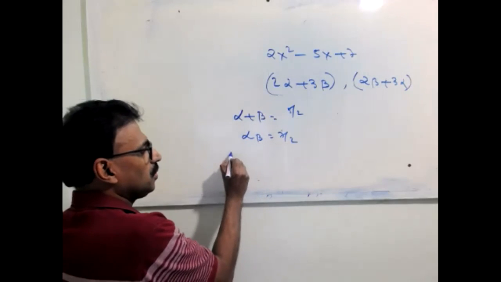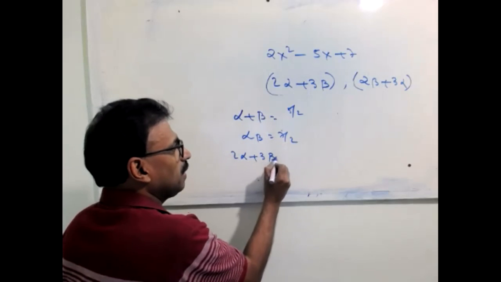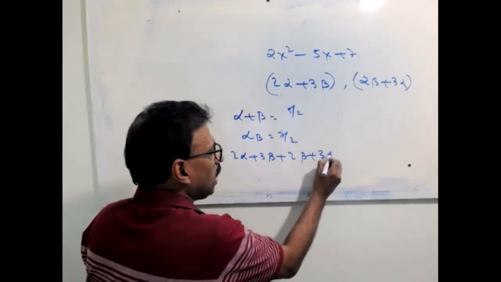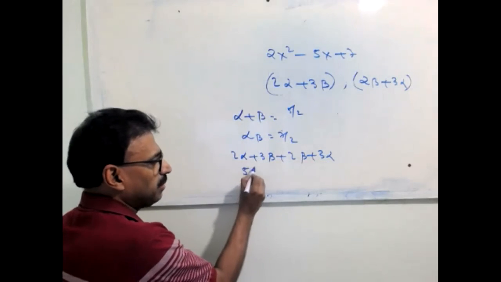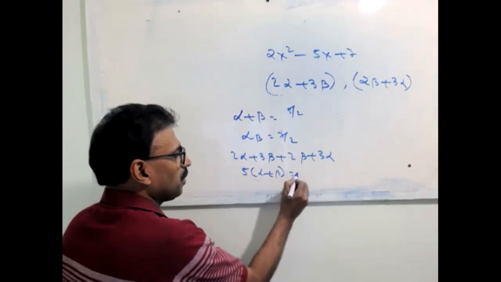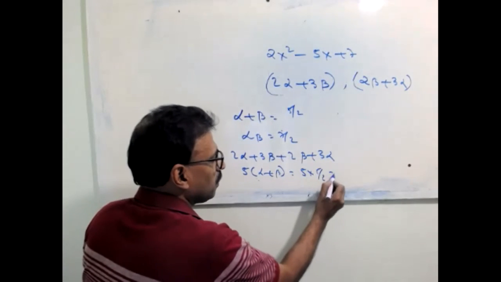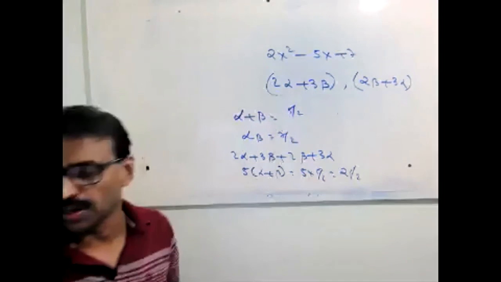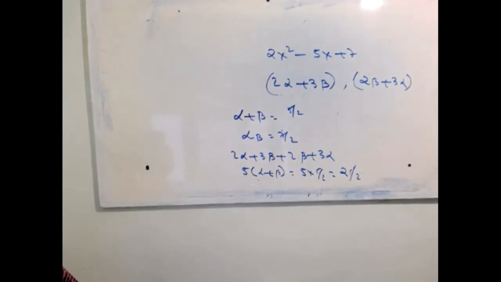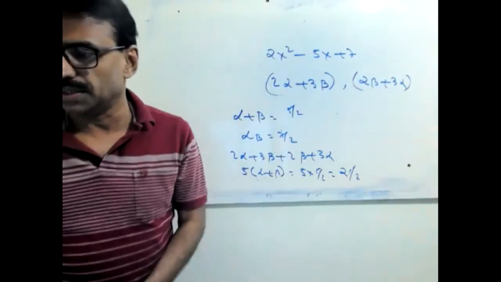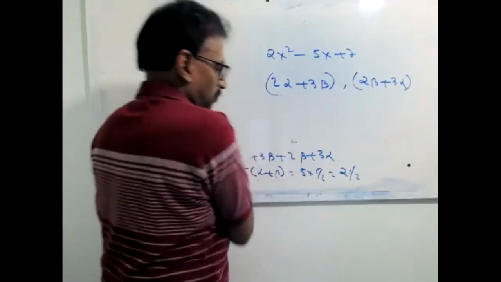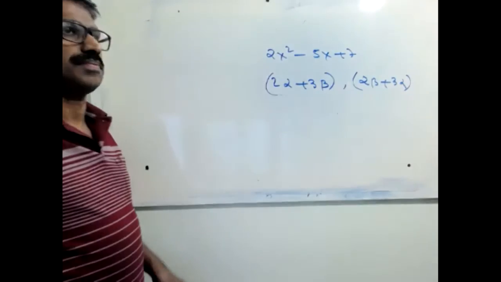Then sum 2 alpha plus 3 beta plus 2 beta plus 3 alpha. How many alpha? 5 times alpha plus beta. What you got? 5 into 5 by 2, 25 by 2. Sum we got it. Product, you'll be in trouble. Why? 4 alpha beta. Okay. Product. Anyway, I'll show this one. Look at here. Listen. If you cannot split, you follow this method.